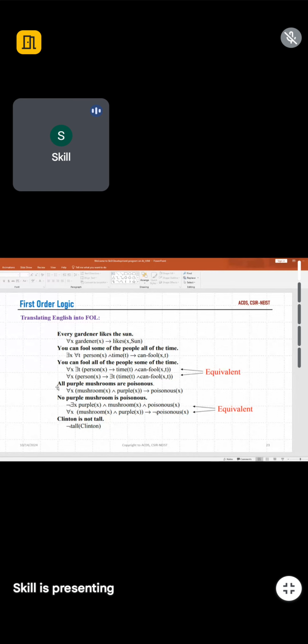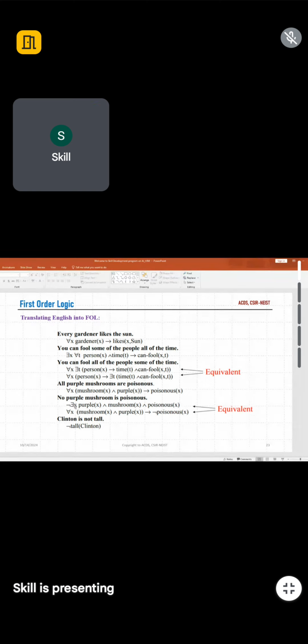Similarly, another statement, all purple mushrooms are poisonous. So for all x we are writing mushroom(x), and the mushrooms are purple, so purple(x) implies poisonous(x). So this way we can write this sentence. And in this statement, no purple mushroom is poisonous, so negation will be written. In these two types we can write. So these two will be equivalent only.